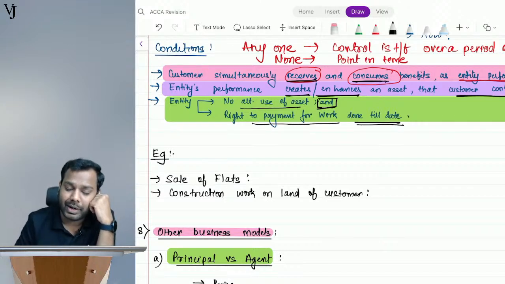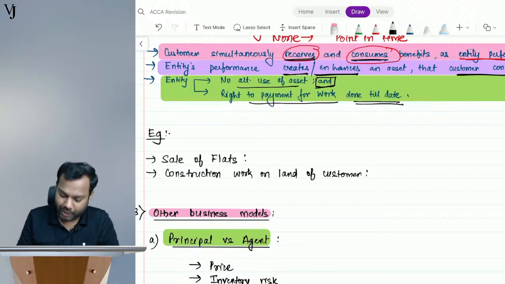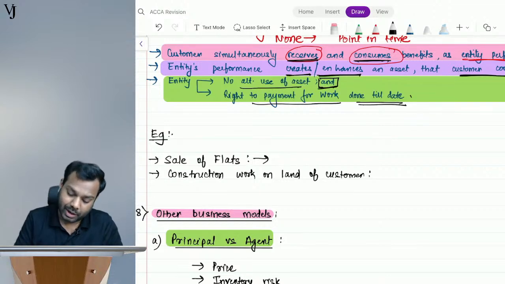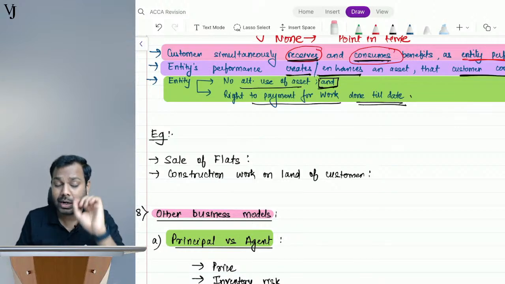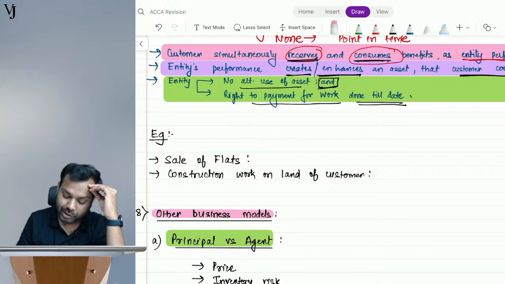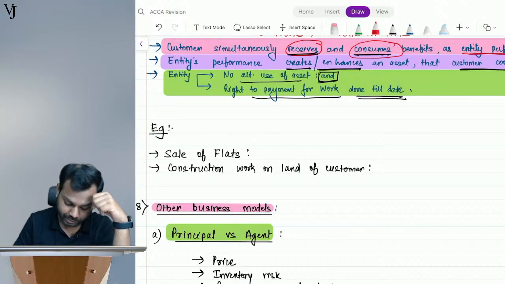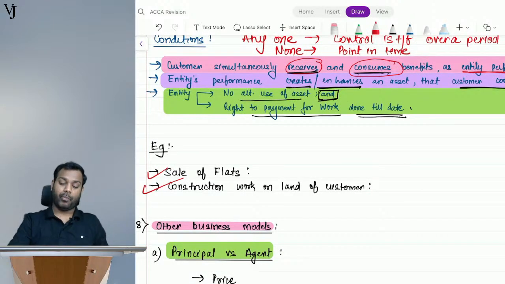So none of the conditions are satisfied. In that case, whenever it's a sale of flat, generally, since none of the conditions get satisfied, we recognize revenue at a point in time. That is when the control is transferred to the customer. Now, construction work on the land of customer. I already took up this example, right? So already discussed. Now tell me guys, this is all about your 5-step model of revenue. Is it clear, everyone?